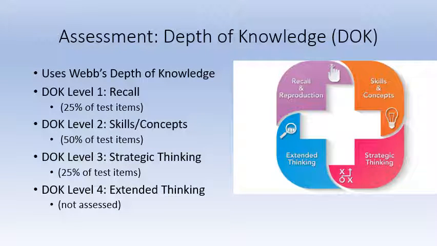Assessment within the curriculum focuses heavily on Webb's depth of knowledge. This depth of knowledge is illustrated in the graphic on the right and has many similarities to Bloom's taxonomy. The 4 levels of knowledge are recall, skills and concepts, strategic thinking, and extended thinking. Assessment within the curriculum focuses predominantly on level 2, these skills and concepts, though it does have some elements for recall and some elements for strategic thinking.